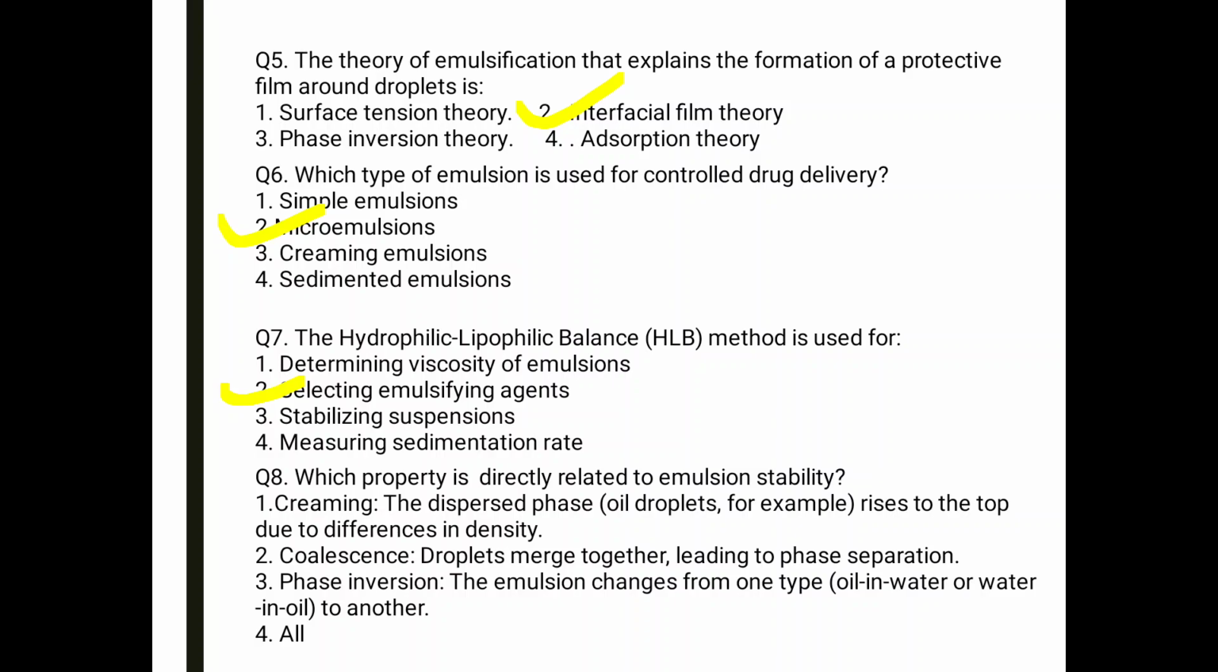Next, which property is directly related to emulsion stability, meaning breakdown of emulsion? First, creaming: the dispersed phase oil droplets rise to the top due to the difference in density. Oil droplets reaching the upper side is creaming. Second, coalescence: droplets merge together, leading to phase separation. And phase inversion: a change in phase, where an emulsion changes from oil in water to water in oil or the other way around. So all of the above are reasons for breakdown of emulsion, or phase instability.